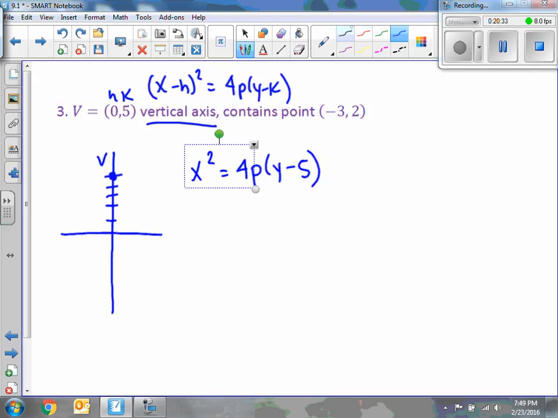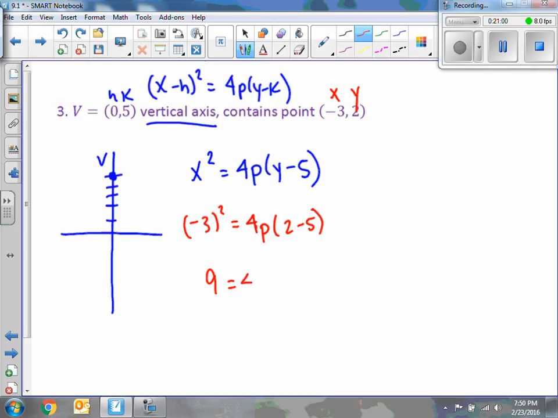We know now we have an x and a y that satisfy this equation. So if I plug these in, negative 3 squared equals 4p times y is 2 minus 5. Negative 3 squared is 9, equals 4p times negative 3.